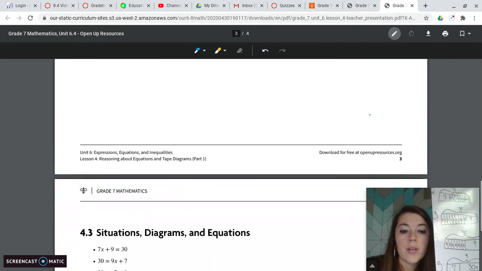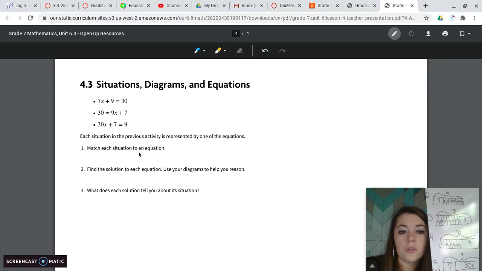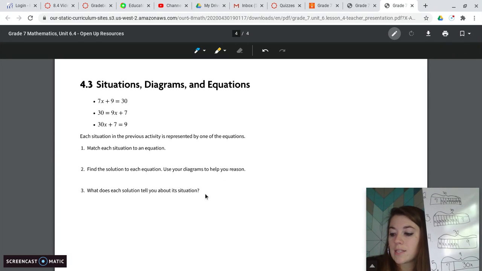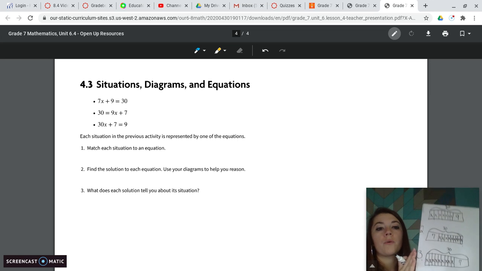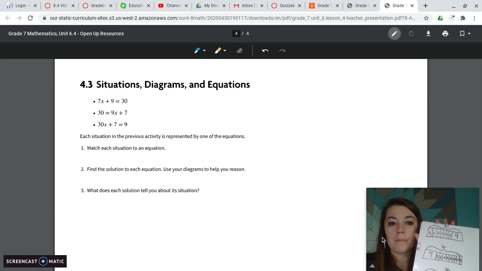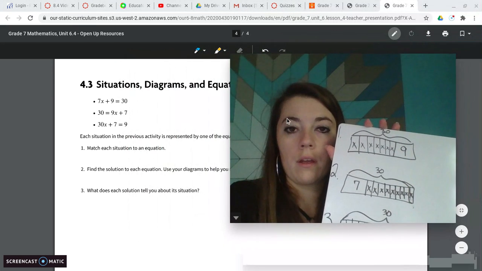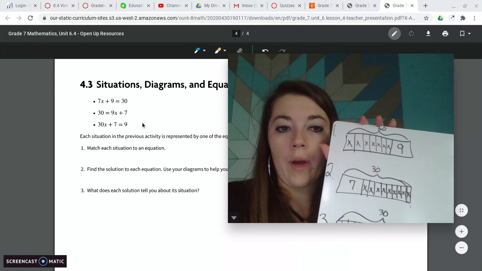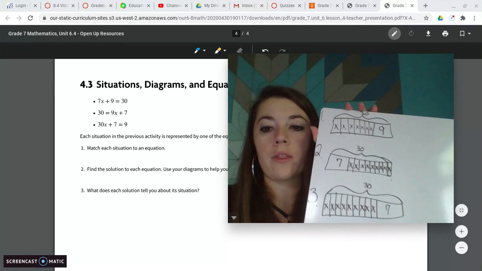Now, what we're going to do next is here are 3 equations. We want to match each situation to an equation, find the solution to each equation, and then tell what it tells us about the situation. So, the equation 7x plus 9 equals 30. What does that go with? Where do we have 7x plus 9 equaling 30?